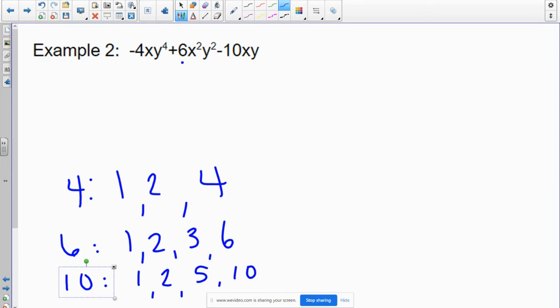So that's it. So I quickly look. They all have 1s. They all have 2s, and that's it. So 2 is my greatest common factor. Okay, so I'm going to put a 2 here. We look at x's. You can write them out. You kind of think about it. This one has 1x. This one has 2x. This one has 1. They only have 1x in common. This one has 4 y's. This one has 2 y's. And that one has 1 y. So they have 1 y in common. So there's my greatest common factor.